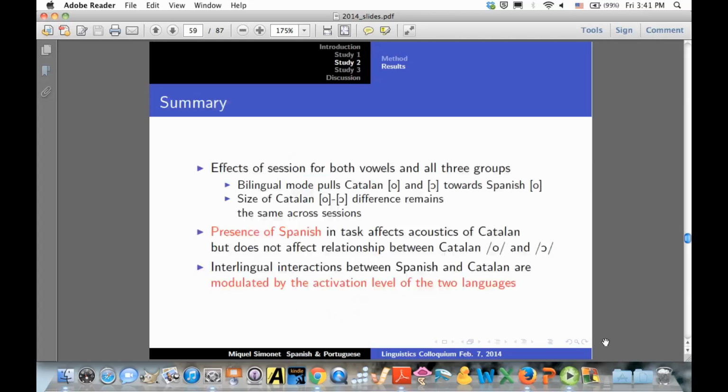Okay. The effects of session for both vowels and all three groups are as follows. The bilingual mode pulls Catalan O and A towards Spanish O a little bit, and the size of the Catalan O-A contrast remains stable across sessions. So I think that one possible conclusion is that the presence of Spanish in the task affects the acoustics of Catalan, but does not affect the relationship between Catalan O and A, or however the contrast is represented. And that interlingual interactions between Spanish and Catalan are possibly modulated by the activation level of the two languages. I'm getting a little bit ahead of myself here.